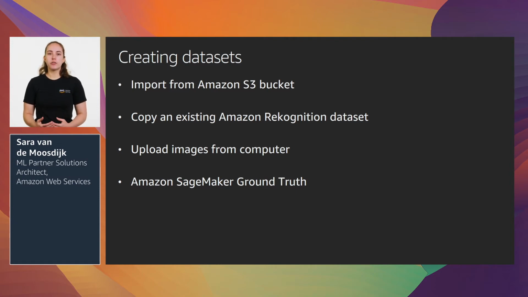If you do have the images stored on your local computer, there's also an option to simply upload them directly into Amazon Rekognition. And finally, if you have images that aren't yet labeled, you may want to consider using Amazon SageMaker Ground Truth to first label your images, store them in an S3 bucket, and then upload this as a dataset to Amazon Rekognition. So let's take a look at how I did this for my sign language demo.